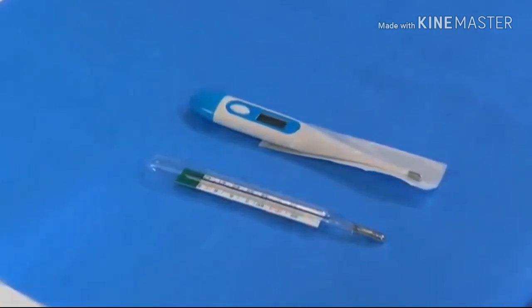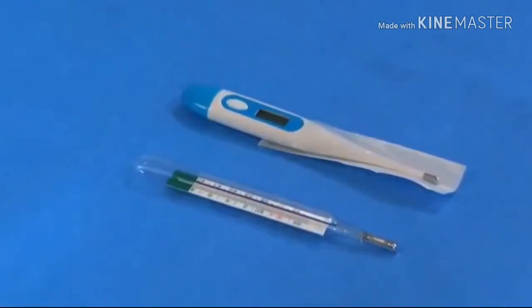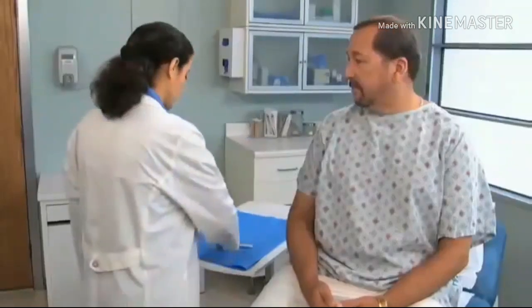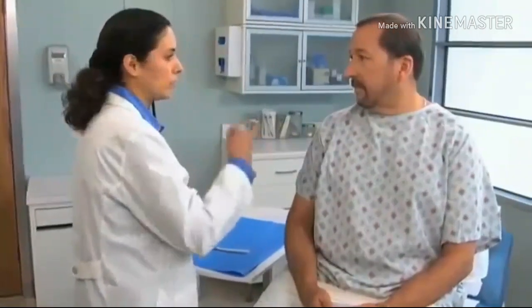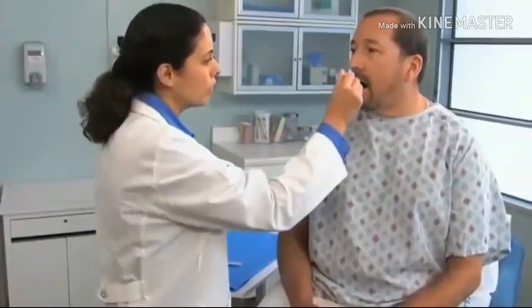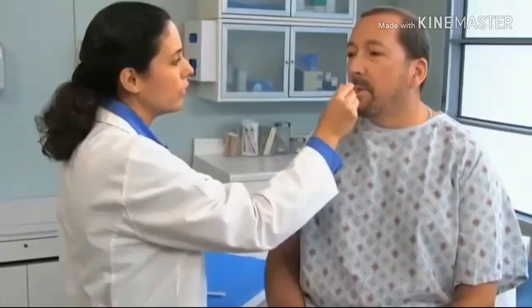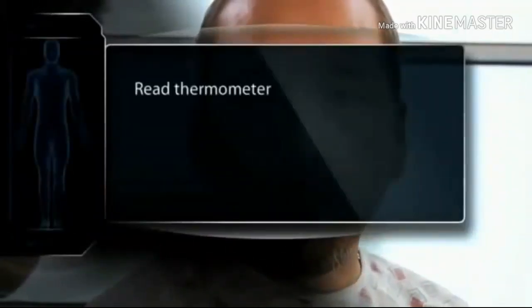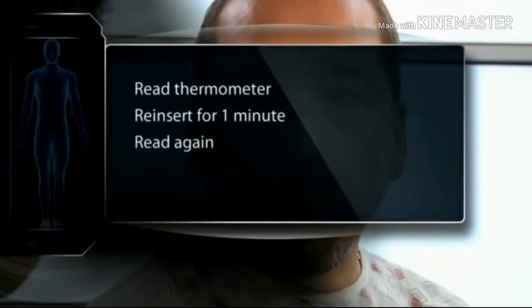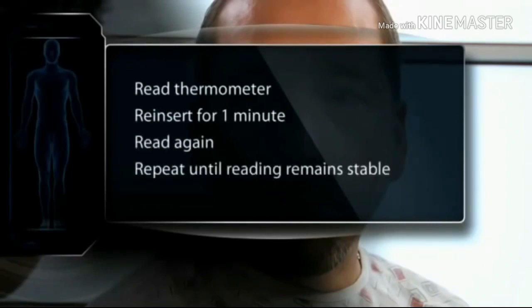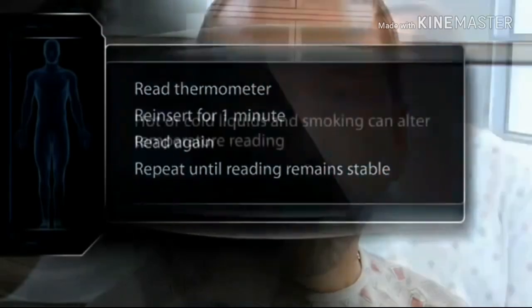For oral temperatures, choose either a glass or electronic thermometer. When using a glass thermometer, shake the thermometer down to 35 degrees Celsius or 96 degrees Fahrenheit or below. Then insert it under the tongue, instruct the patient to close both lips, and wait 3 to 5 minutes. Then read the thermometer, reinsert it for 1 minute, and read it again. If the temperature continues to rise, repeat the procedure until the reading remains stable.